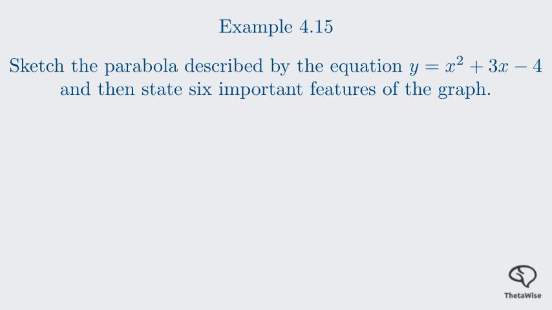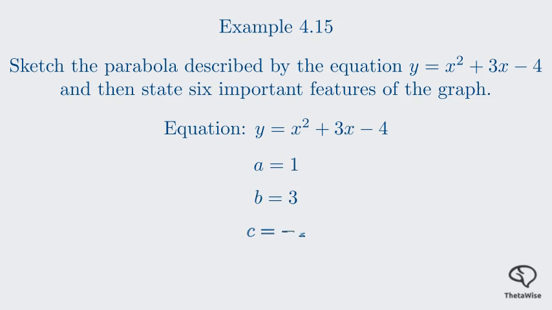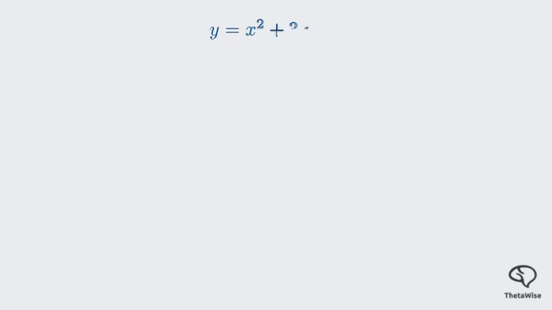First, let's identify our a, b, and c values from the equation. In y equals x squared plus 3x minus 4, the coefficient a is the number in front of x squared, which is 1. The coefficient b is the number in front of x, which is 3, and the constant c is negative 4. Knowing these 3 values is our starting point for everything that follows. Let's apply our 6 steps to our example. y equals x squared plus 3x minus 4.